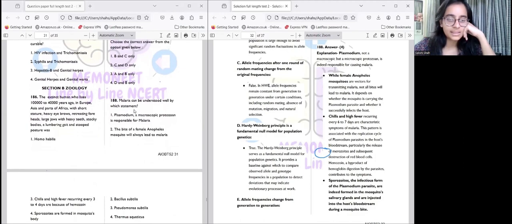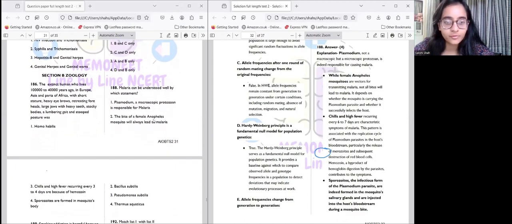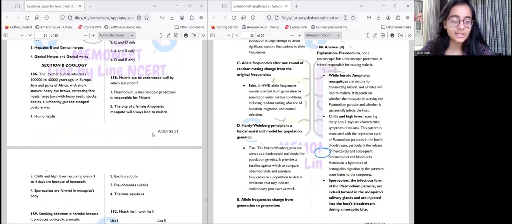Next is 188. Malaria can be understood well by which statement? Okay. It's caused by what? Plasmodium malaria, a macroscopic protozoan is responsible for malaria. Let's see the next statement. Bite of female Anopheles mosquito will always lead to malaria. Always, emphasis. Chills and high fever occurring every 3 to 4 days are because of hemozoin. And sporozoites are formed in the mosquito's body. Now, which can be understood most clearly?